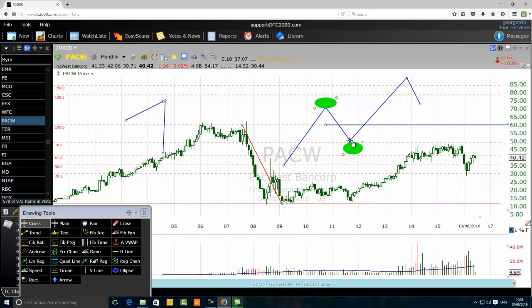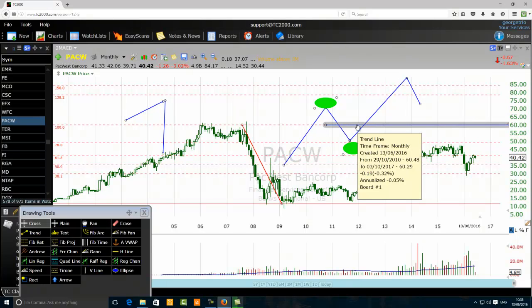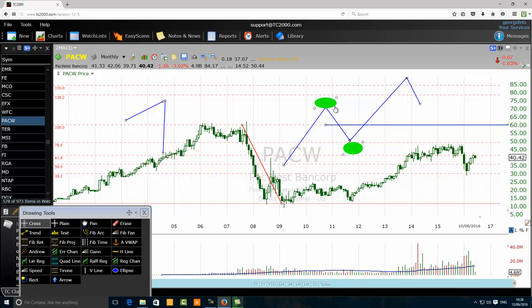The reason is, as you start counting your wave at the beginning of a new cycle, you want to know where is the 50% Fibonacci retracement level of the prior correction, because very often there is a clash at that 50% Fibonacci retracement level between the Fibonacci traders and the Elliott wave traders.